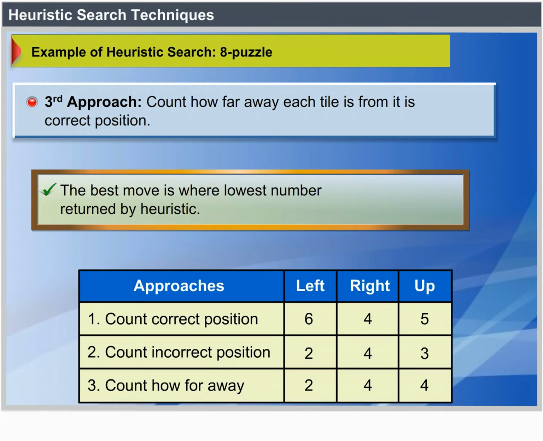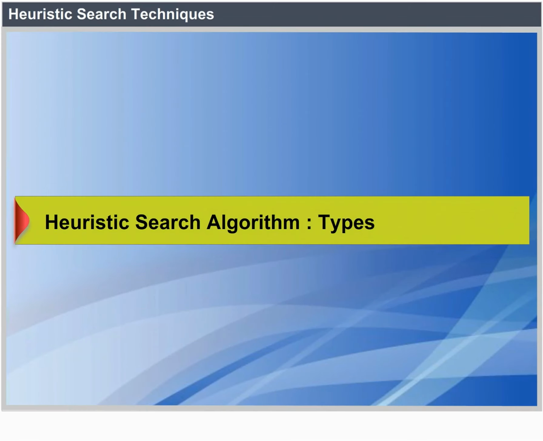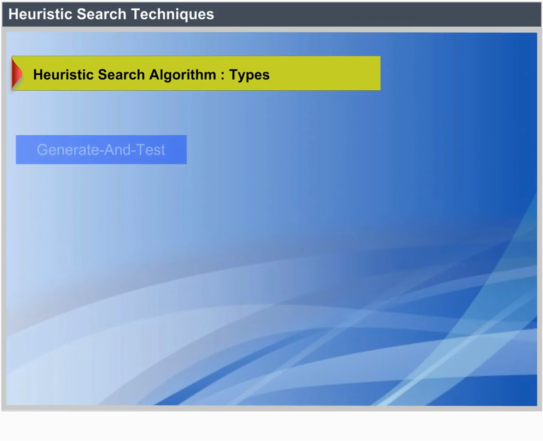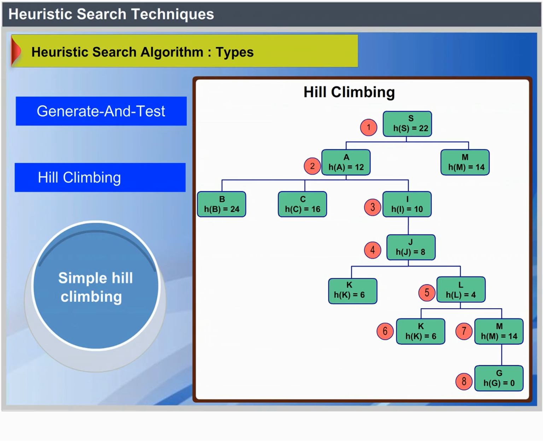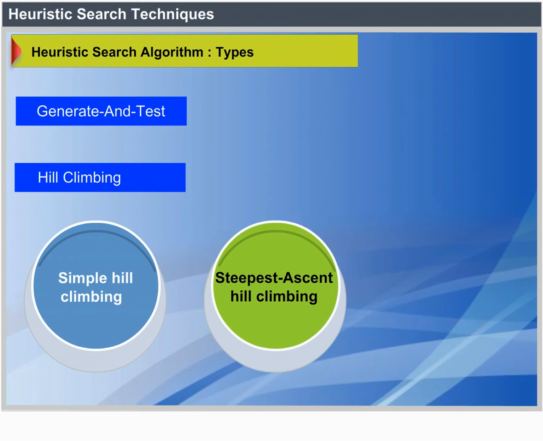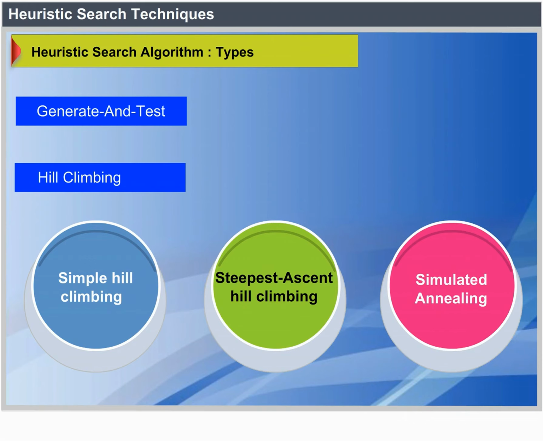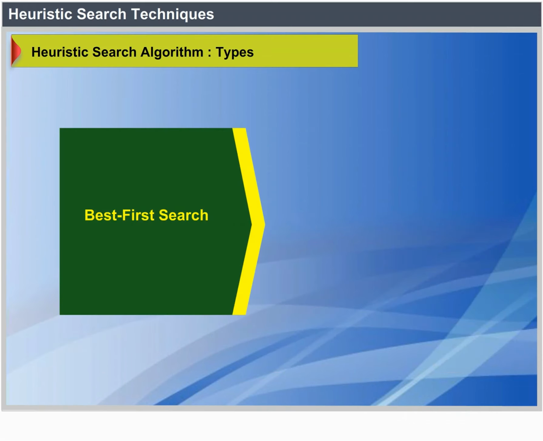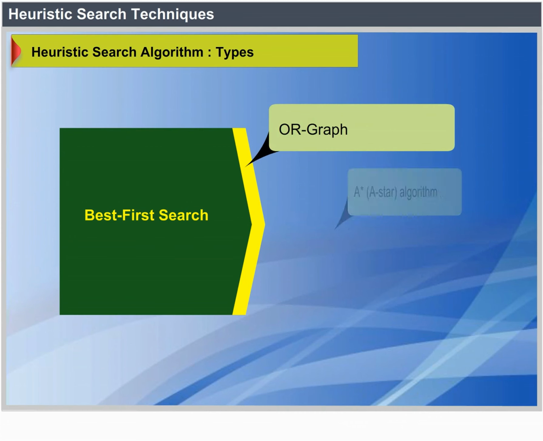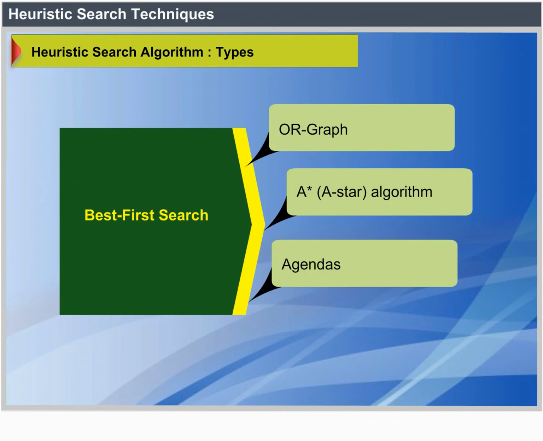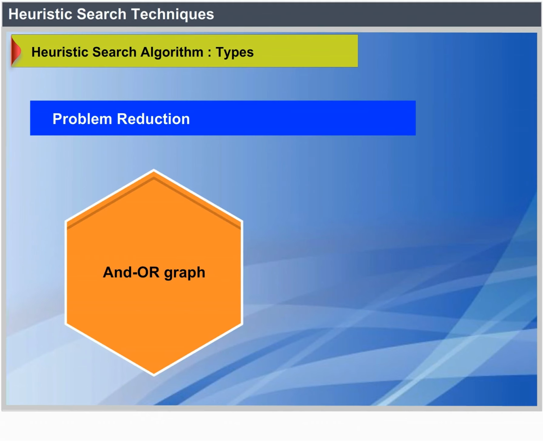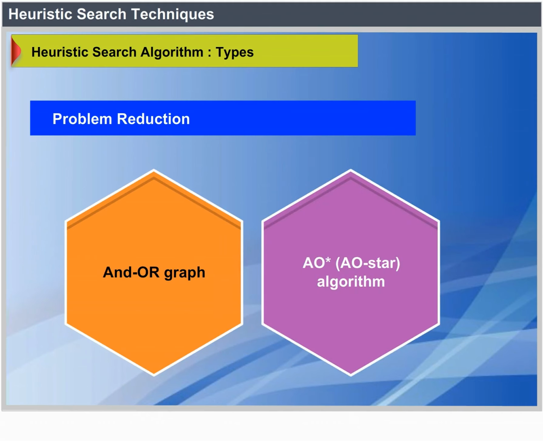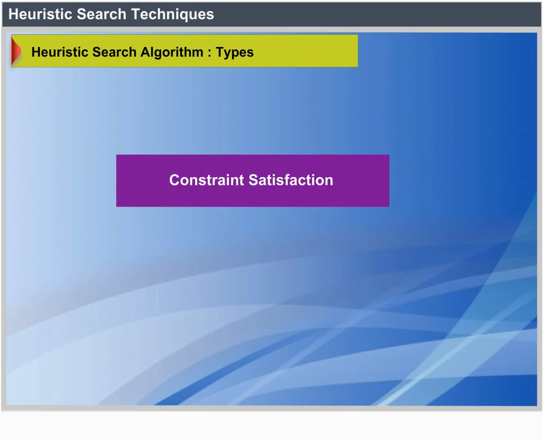Heuristic search algorithm types: generate and test, hill climbing, simple hill climbing, steepest ascent hill climbing, simulated annealing, best first search, OR graph, A star algorithm, agendas, problem reduction, AND-OR graph, AO star algorithm, constraint satisfaction, means-end analysis.